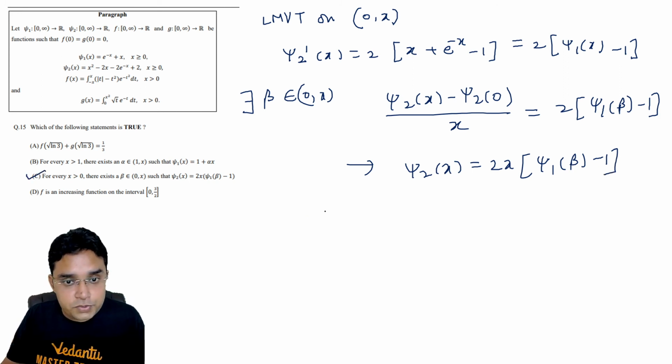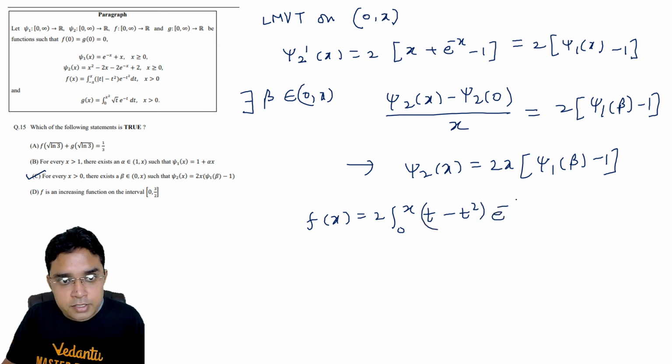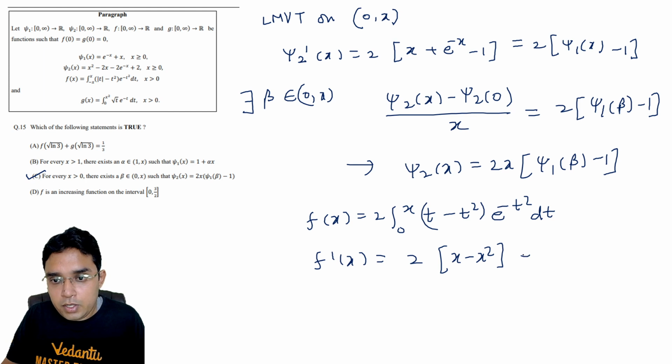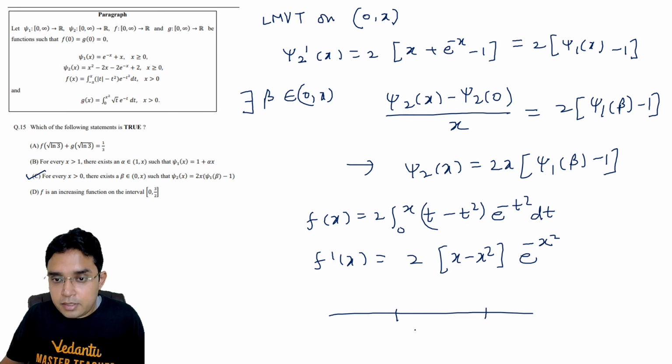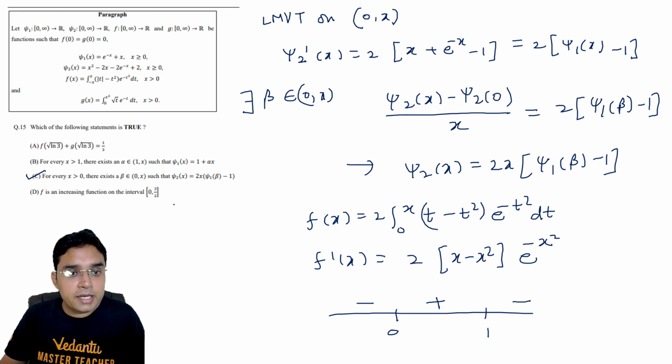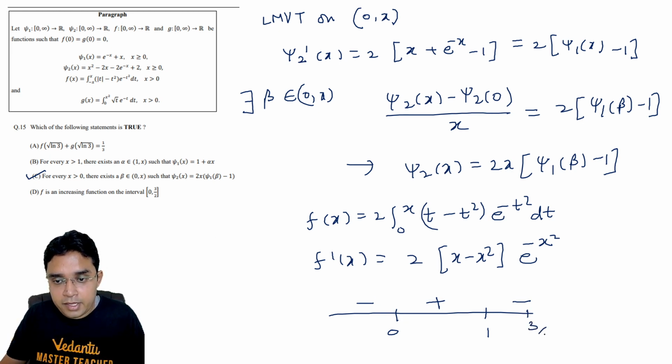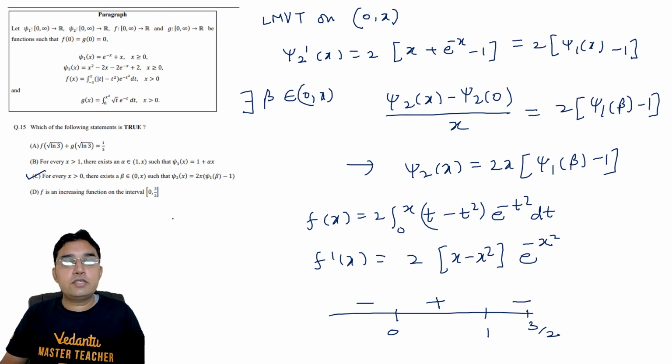Now coming to option D. Because this f(x) function is 2 times integral 0 to x of t minus t square e power minus t square dt, this f dash x will be 2 times x minus x square into e power minus x square. So if we use the wavy curve method, its roots are 0 and 1 only, because the leading coefficient is negative. So here it will be positive, here it will be negative. So this is increasing from 0 to 1. So saying increasing from 0 to 3 by 2, because 3 by 2 will be lying here, is also wrong. So the correct answer for this question is C only.